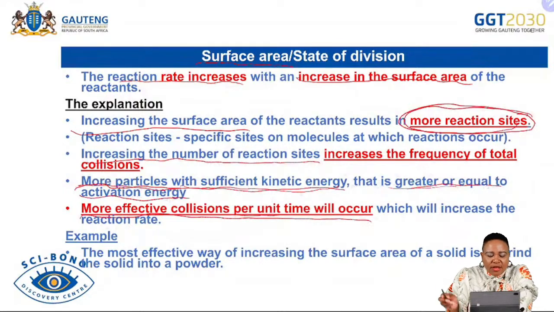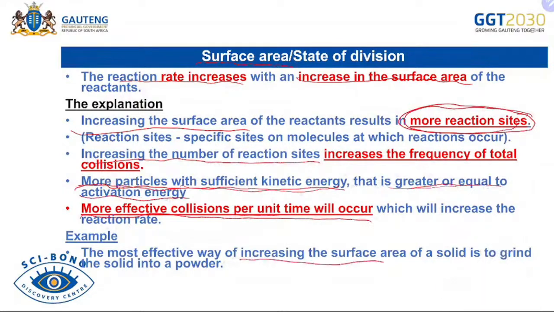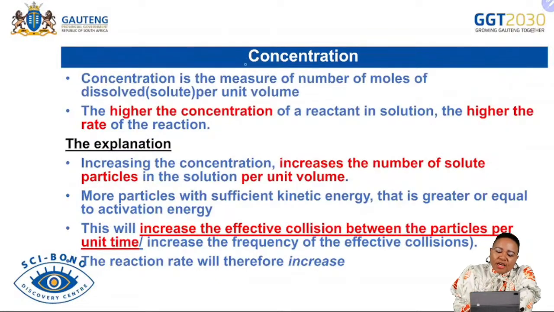So we are saying the most effective way to increase the surface area of a solid is to grind the solid into a powder. So we need to also know how we can increase the surface area of a reacting substance. The second factor that we're going to look at is the concentration.